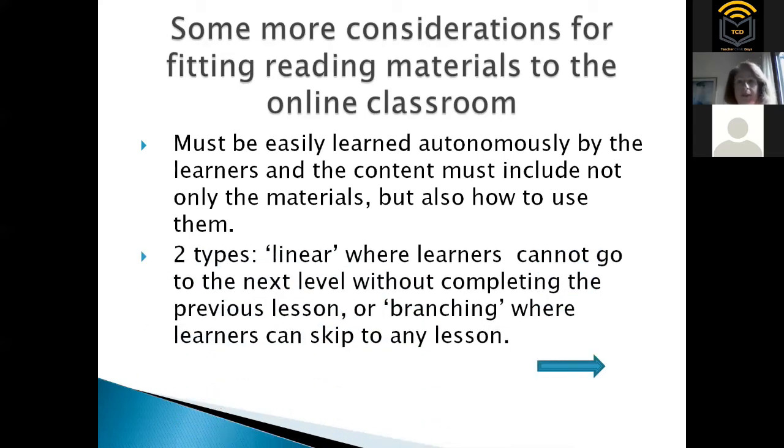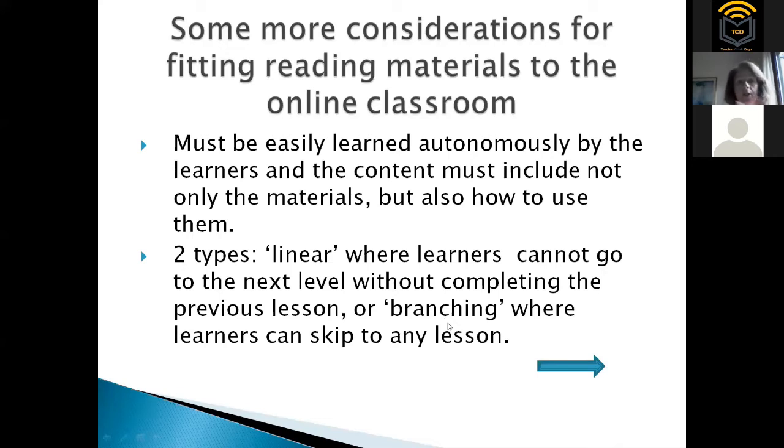Now, when it comes to presenting reading materials, and not only reading materials in an online form, we've got two types. The one is the linear form, the linear type. And this is where the learner has to do one thing first and then move to the next level, which means that the software itself will not let the student go to the next task, to the next bit, without completing the previous one. The second type is the branching.